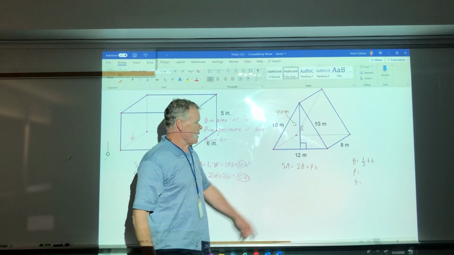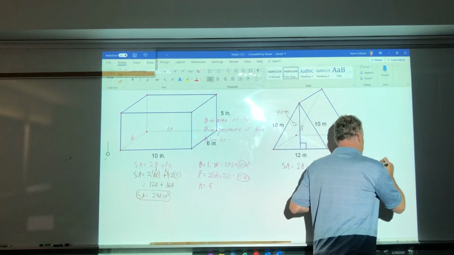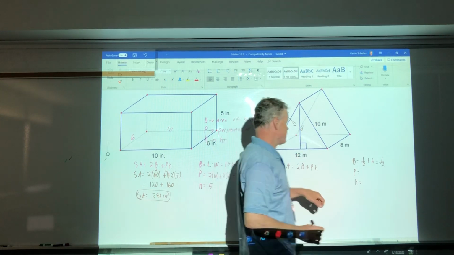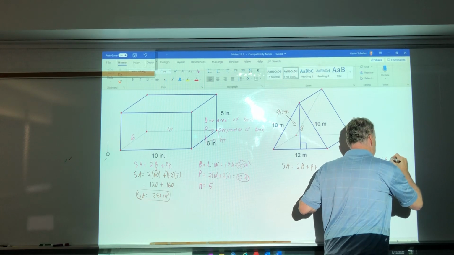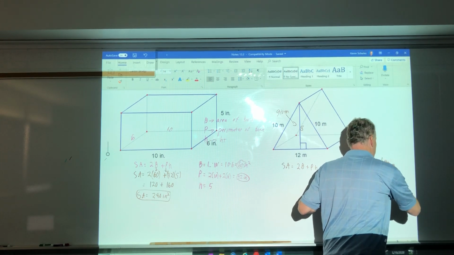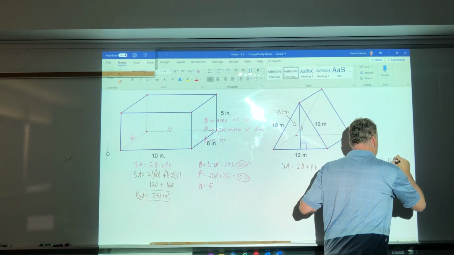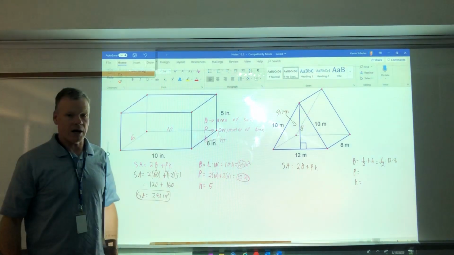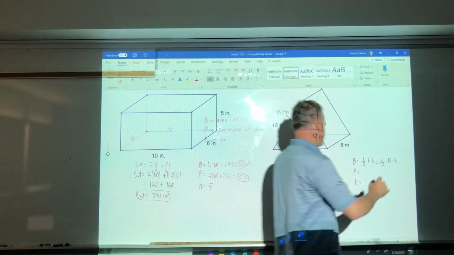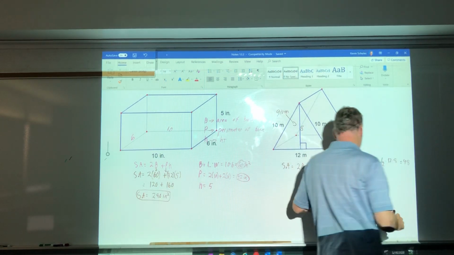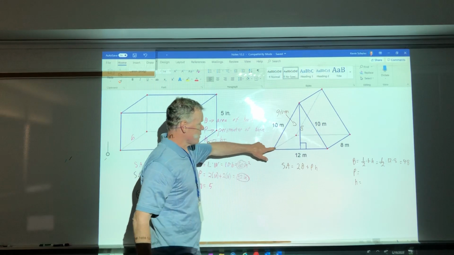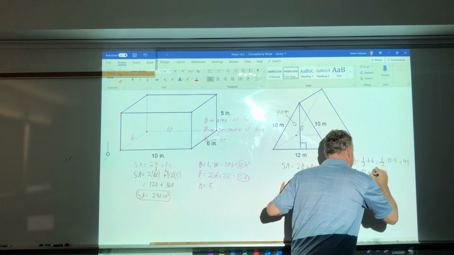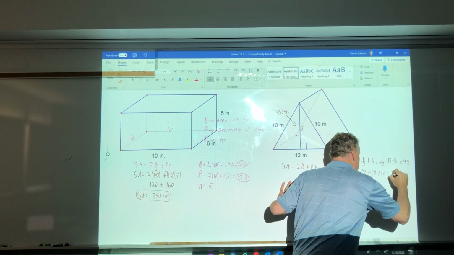So, the area of the base is going to equal 1/2, 12, the base right here, small b, times your height, h. We're going to fill that in. The base is going to be 12 times 8. And then that's just going to give us 1/2 of 96, which would end up being 48. Our perimeter of our base is just going to be 12 plus 10 plus 10. So we're going to get 12 plus 10 plus 10, or 32.